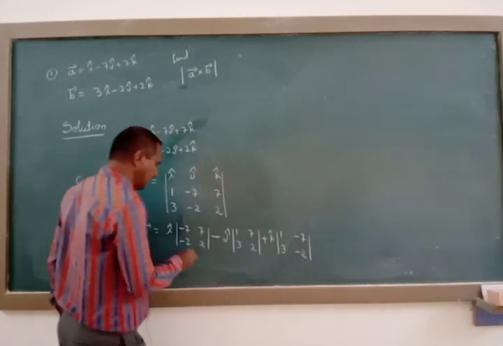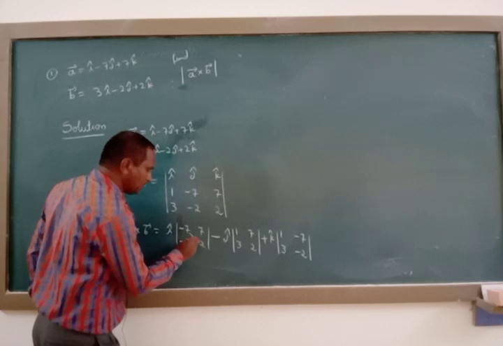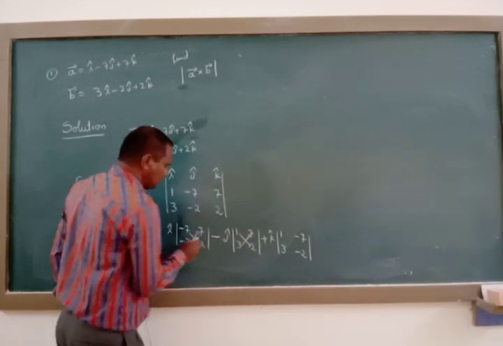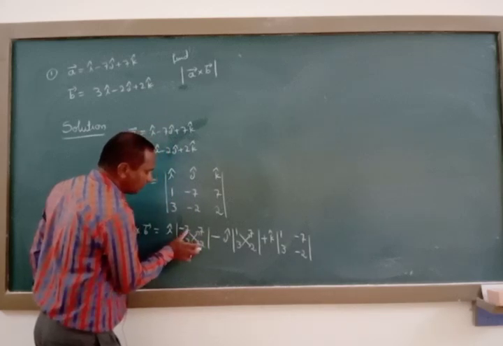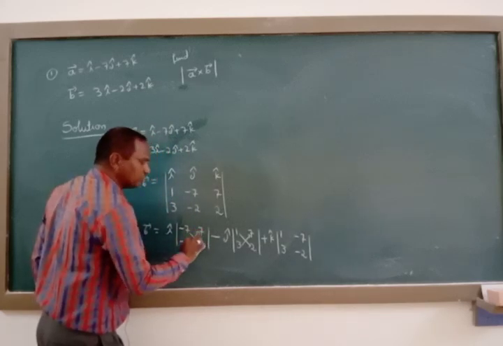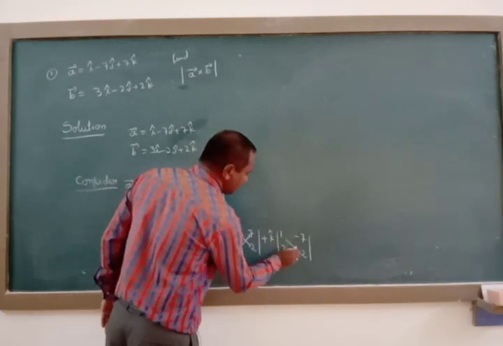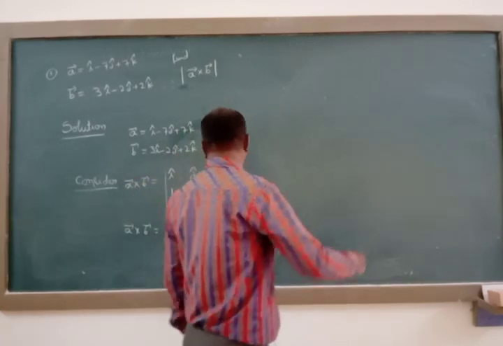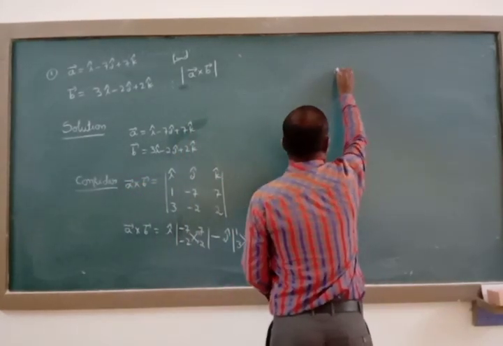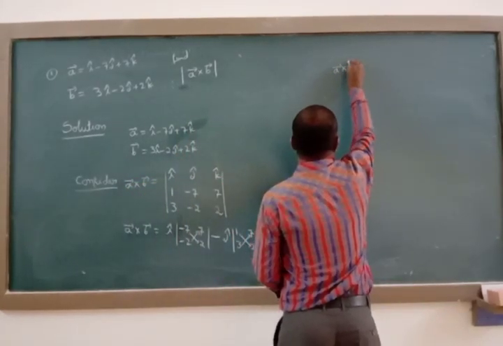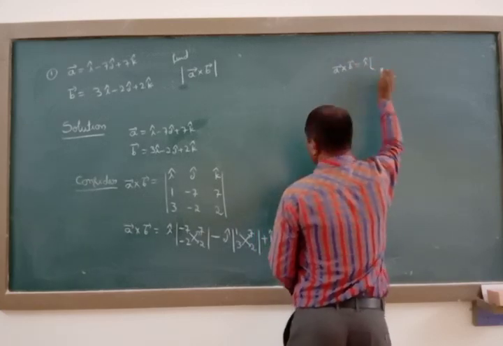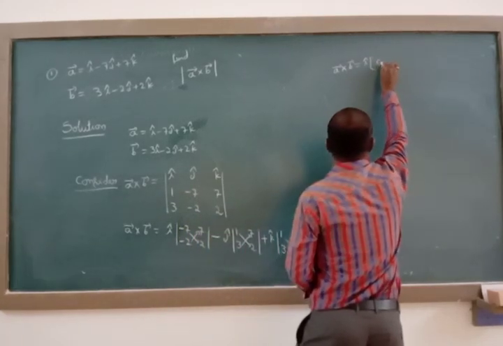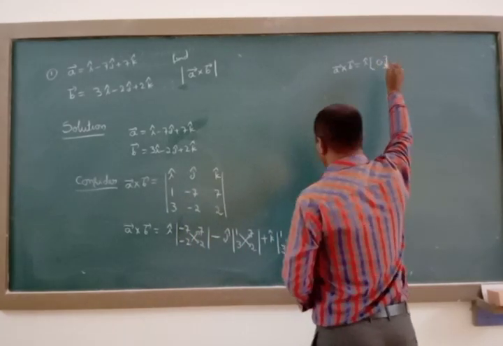Now afterwards you apply downward arrow minus upward arrow. Downward arrow value means product of these two minus product of these two. You apply these conditions, you will get A bar cross B bar. A bar cross B bar is equal to i cap into 14 minus 14, and minus of minus plus 14, which means 0 we should get here.